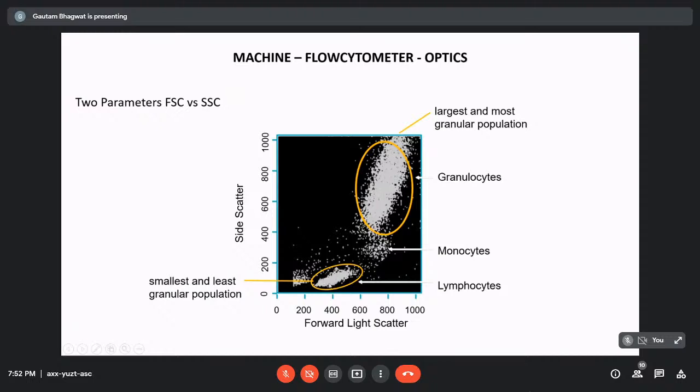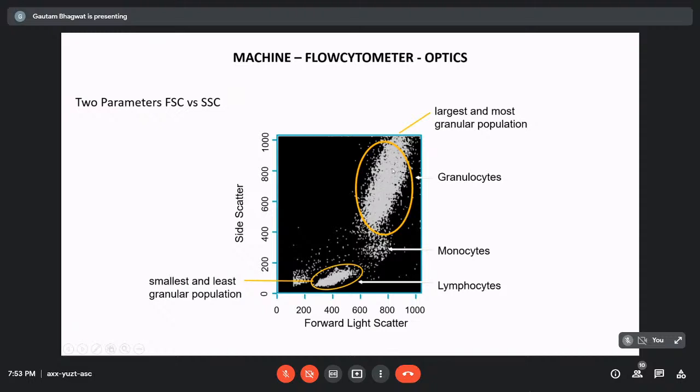So again we have this. What are these cells? These are cells which have the least forward scatter and the least side scatter. That is, they are smallest in size and least complex. Most likely these white cells that my arrow is pointing to are the red cell debris, which usually we do not take into consideration. So again, the smallest and least granular population are the lymphocytes, and the largest and most granular population are the granulocytes.